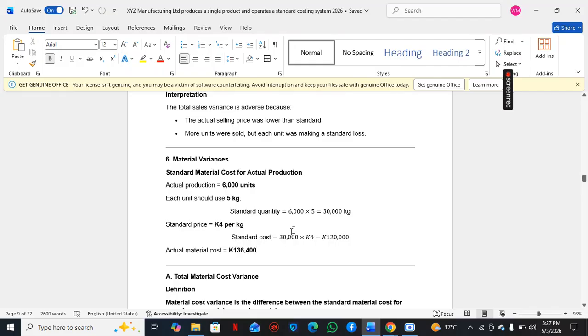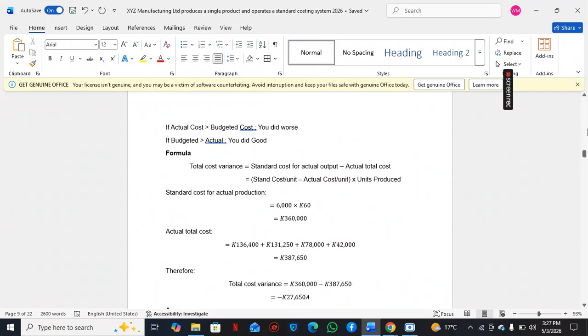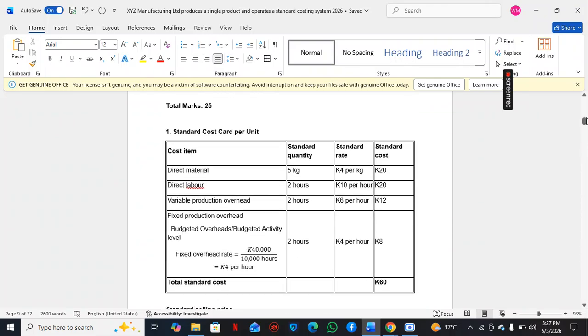Then we were told the standard price was 4 kwacha per kg. So the cost we were supposed to incur for these 30,000 kg is 30,000 times 4, which is 120,000 kwacha. That is according to our standard cost card. Let me bring up the standard cost card so that we see clearly what I'm talking about.